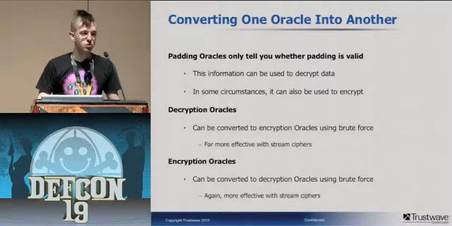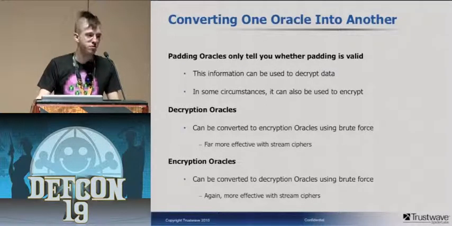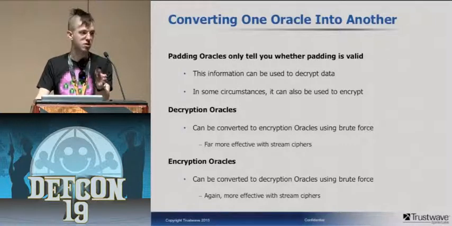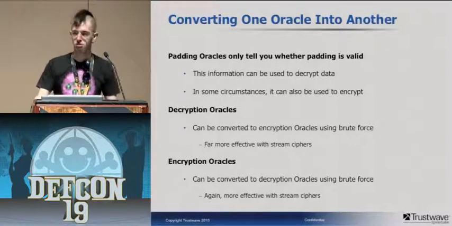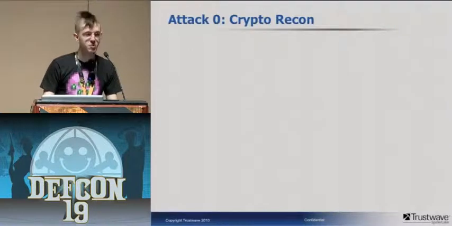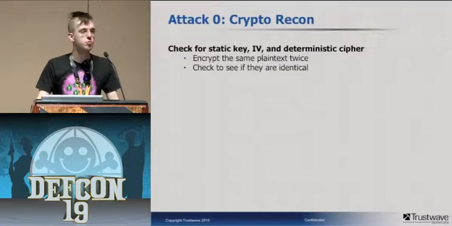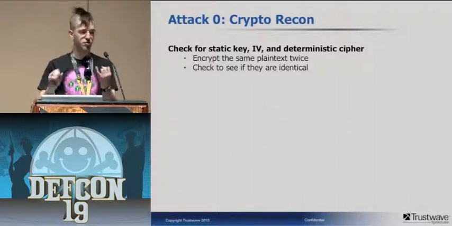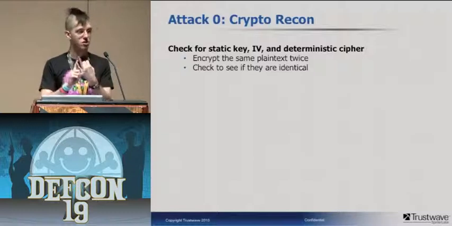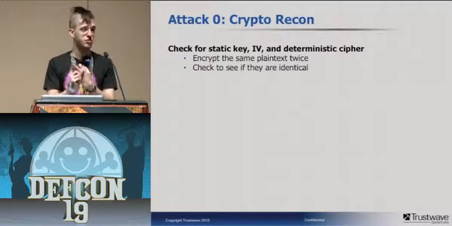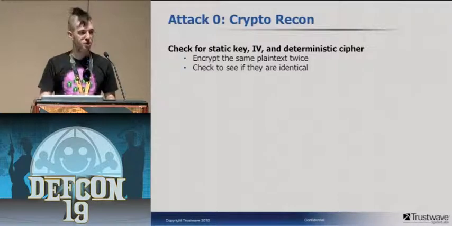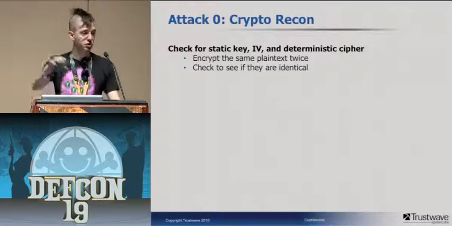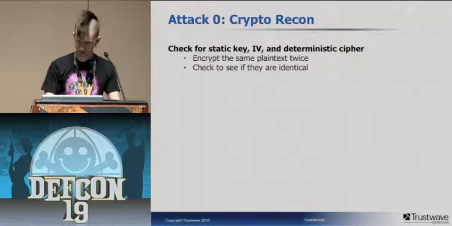So encryption oracles can be converted to decryption oracles in a very similar way. And again, the same difference between the effectiveness when you're talking about stream and block ciphers applies. So we're going to talk about doing a little bit of crypto recon using oracles. Let's say you have an encryption oracle. If you encrypt the same plain text twice and it comes out to the same ciphertext, you know you have the same key, same initialization vector, and a deterministic cipher being used to encrypt the data. So if the ciphertexts are identical, you know all of these things are true.